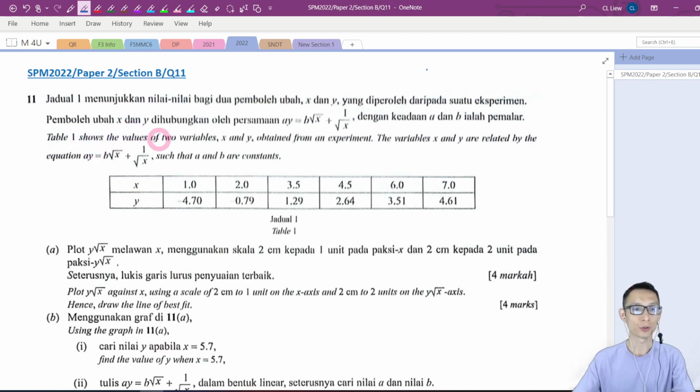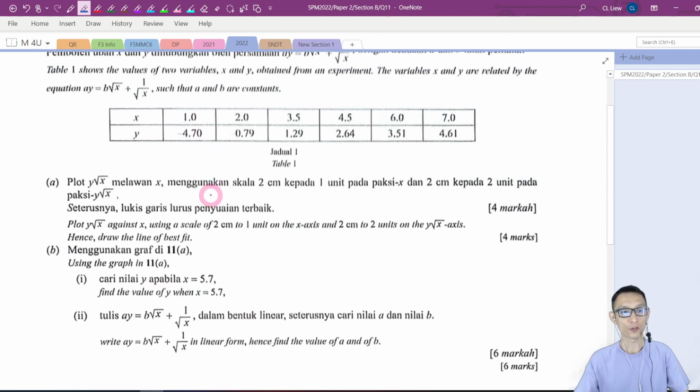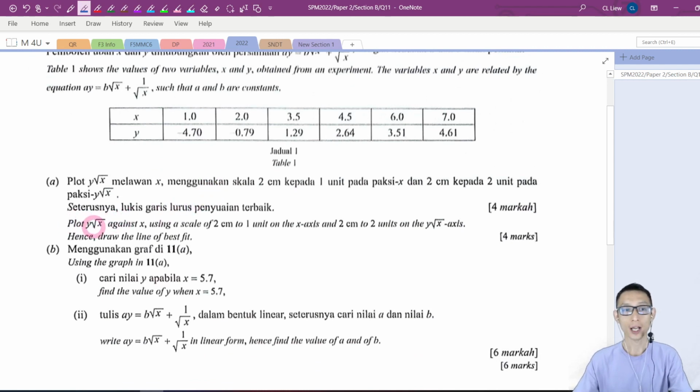Table 1 shows the values of two variables x and y obtained from an experiment. The variables x and y are related by this equation such that a and b are constants. Now we are given a bunch of values of x and the values of y. So for the first part, we want to plot y times square root x against x. This means that the vertical axis is y times square root x and the horizontal axis is x. We want to plot this graph using a scale of 2 cm to 1 unit.